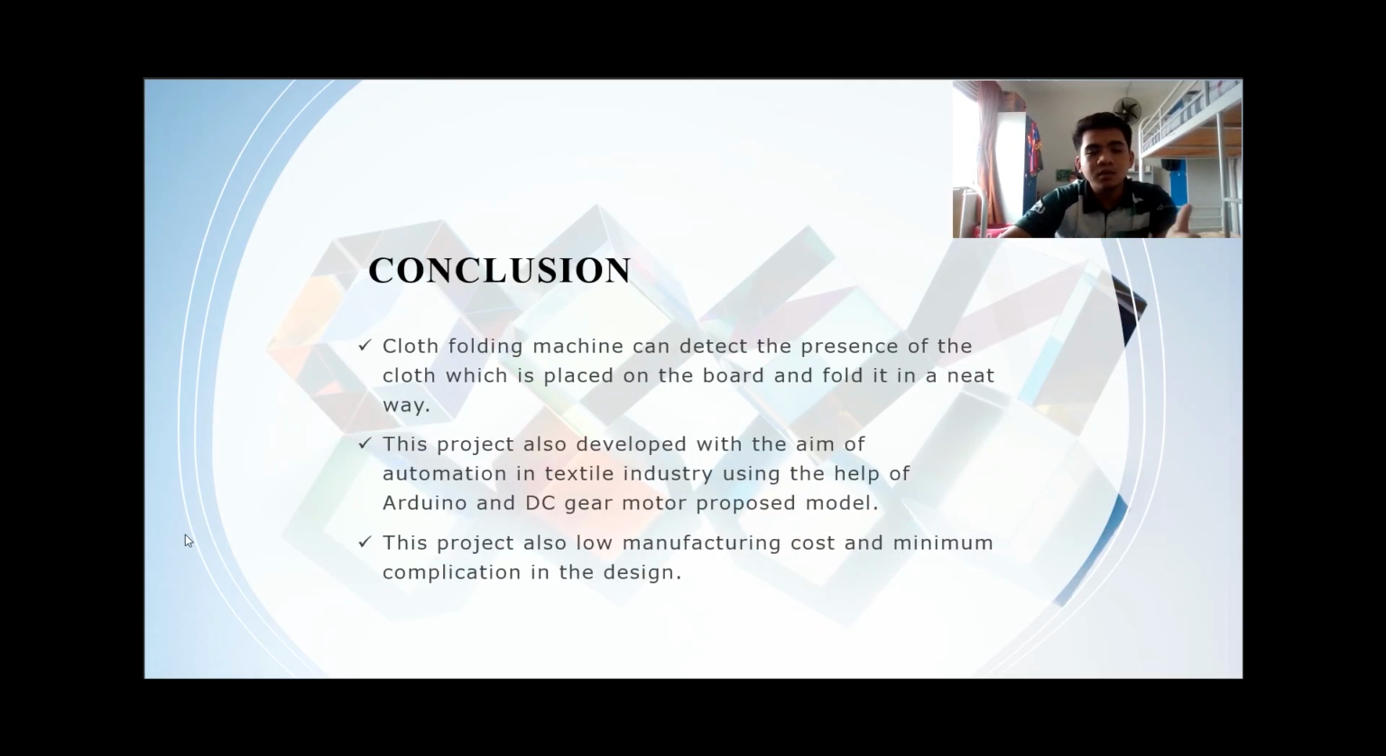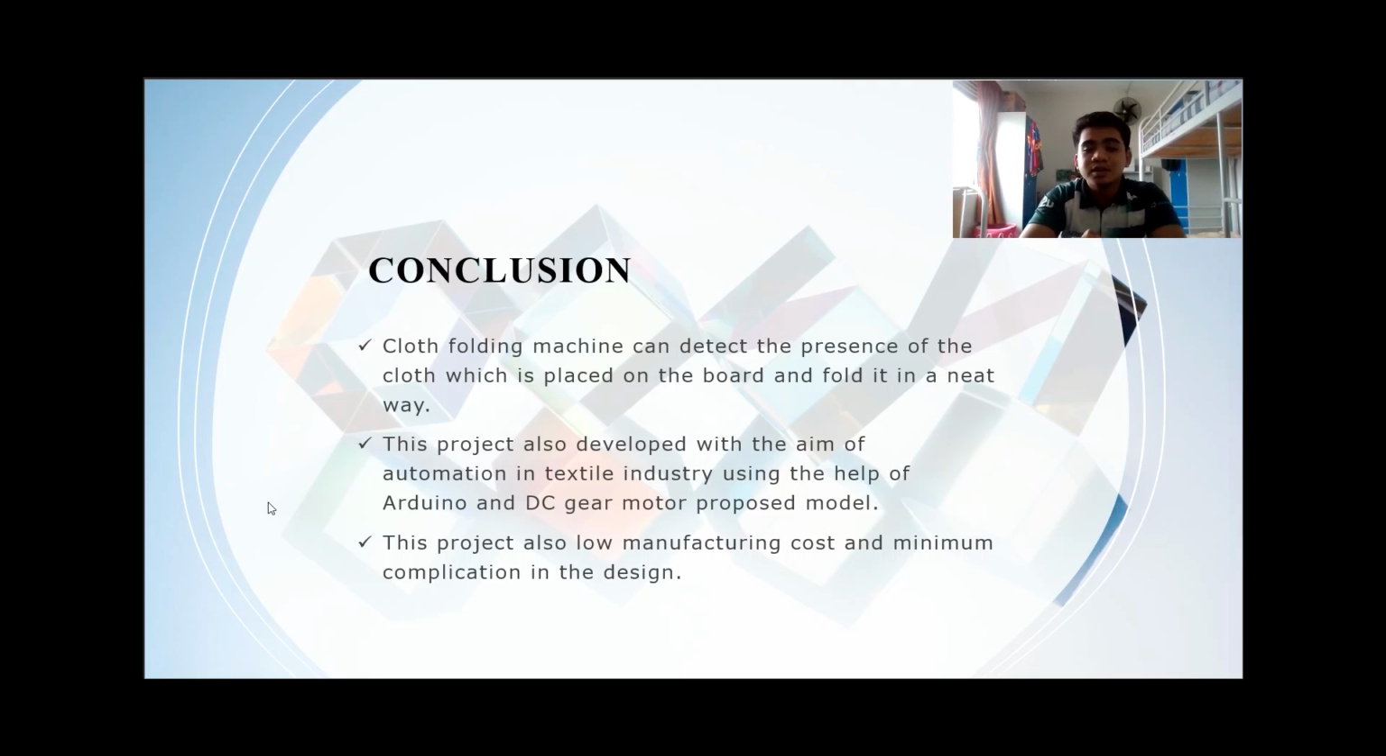Okay, so the last one is the conclusion. The conclusion is the cloth folding machine can detect the presence of the cloth which is placed on the board and fold it in a neat way. So it can be the easiest way, and it achieves the objective. It can save time because the clothes we put in the machine are folded automatically. That's the easiest way.